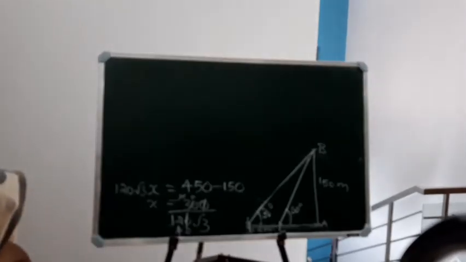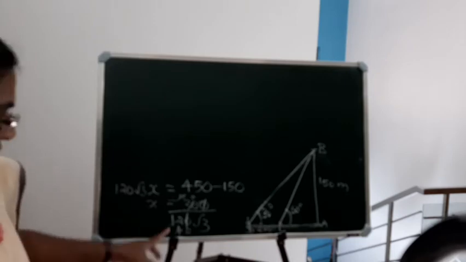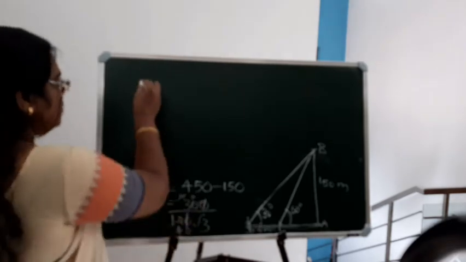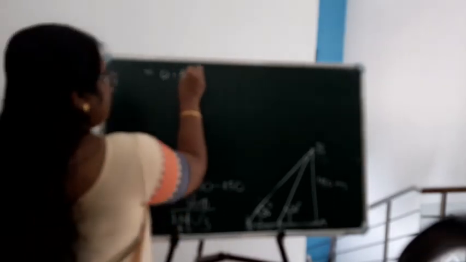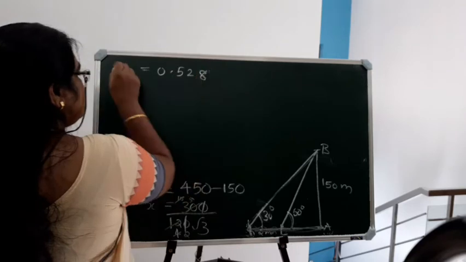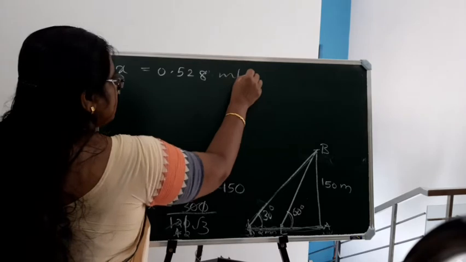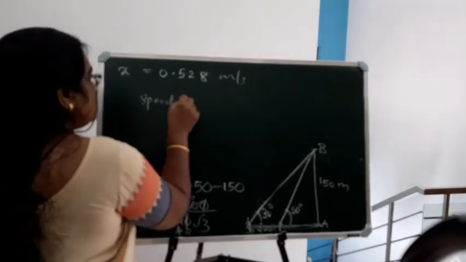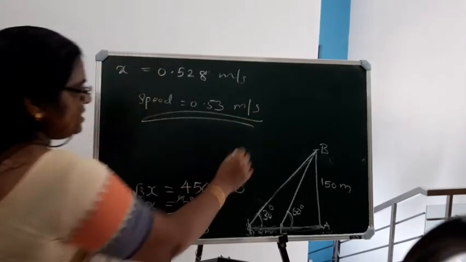Yes, so then you can substitute root 3 as 1.732. When we divide this by 1.732, we get 0.528. This is our x. So this speed is equal to this much meter per second. So we can write speed is equal to 0.53 meter per second. This is the speed of the boat.